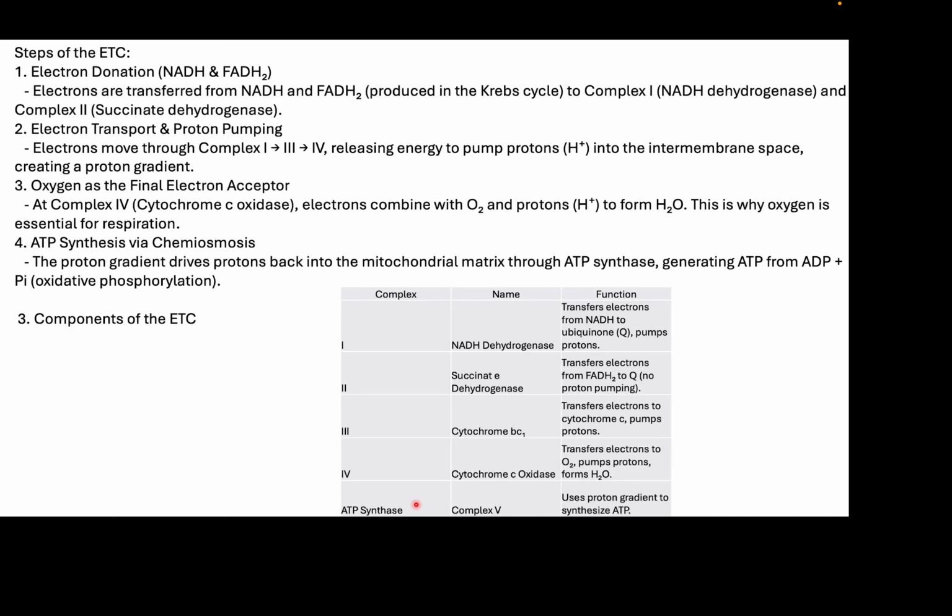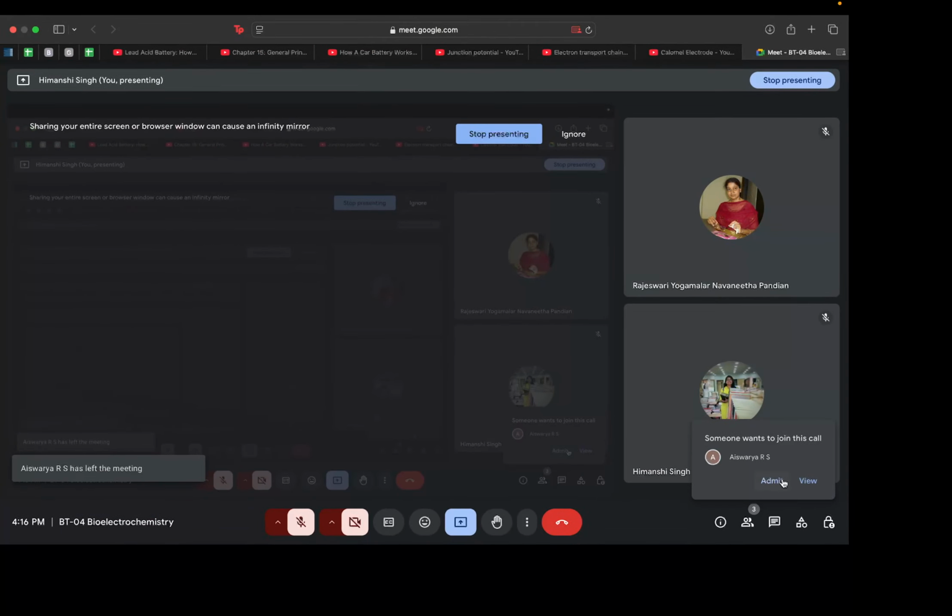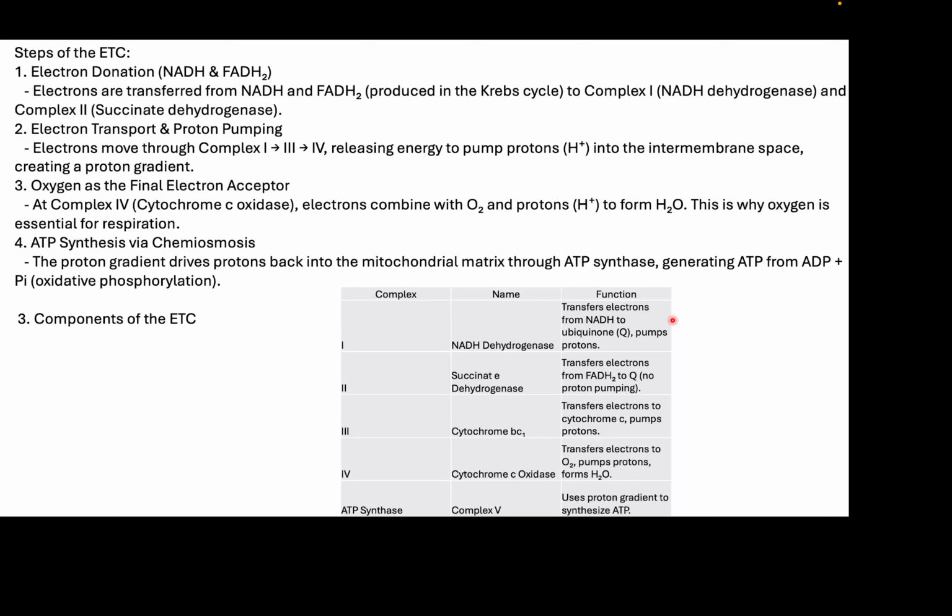Now you understand that if any of these complexes stopped functioning, imagine some issue in complex 1. So what is complex 1? All of these are just enzymes which are present in the membrane. In the last class we discussed the functions of proteins present in the membrane. The membrane contains lipids, and proteins have different functions, and one function of these proteins was to act as an enzyme. So we are talking about those enzymes only.